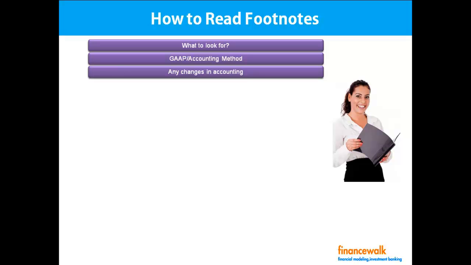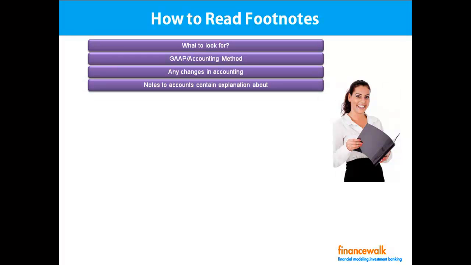So these are two things. First is whether the policy is aggressive and differs from industry and looks far too aggressive. Second, you need to see from the accounting period if there are any changes in accounting. Okay. Now we'll move to notes to accounts.